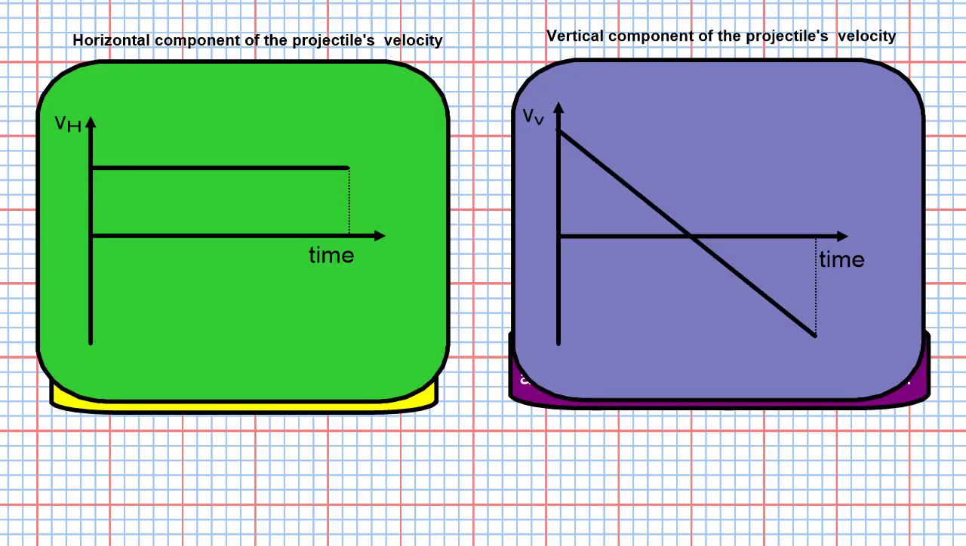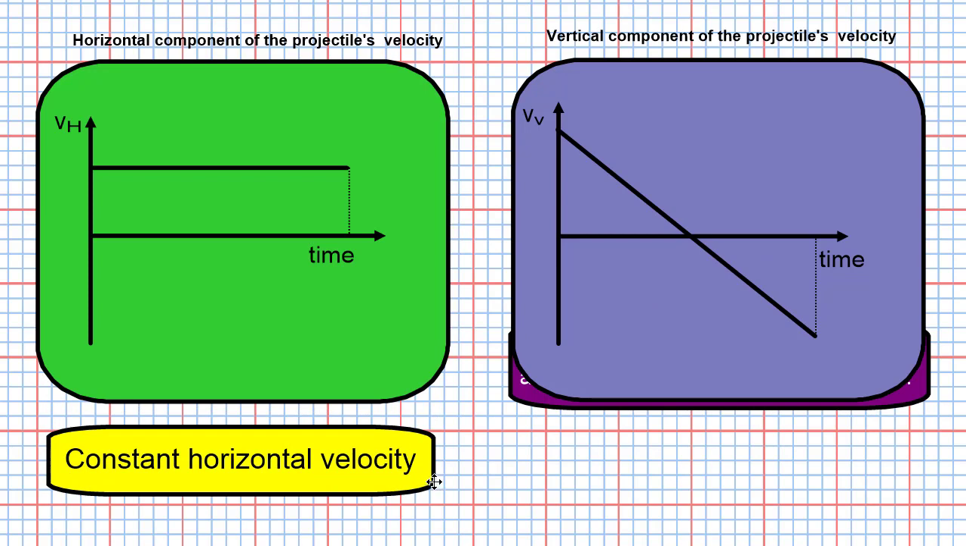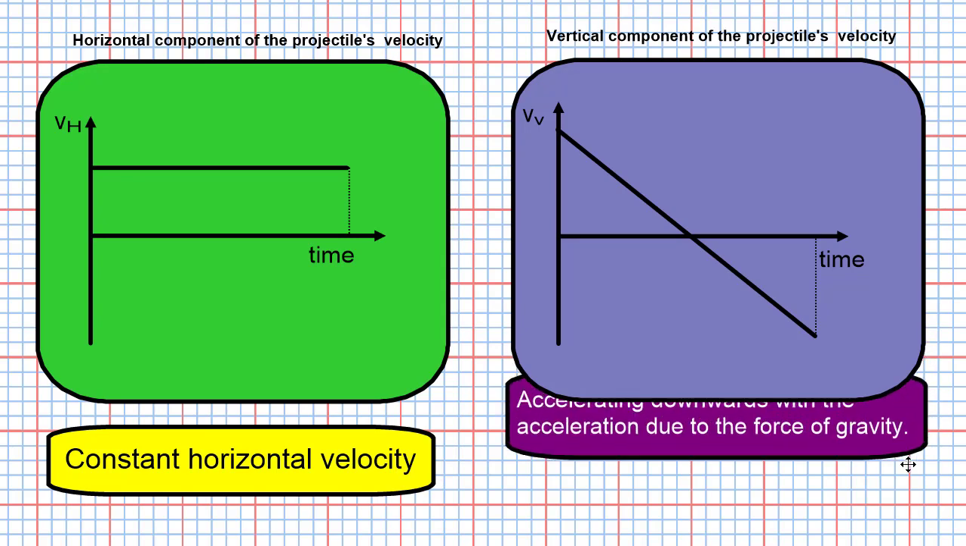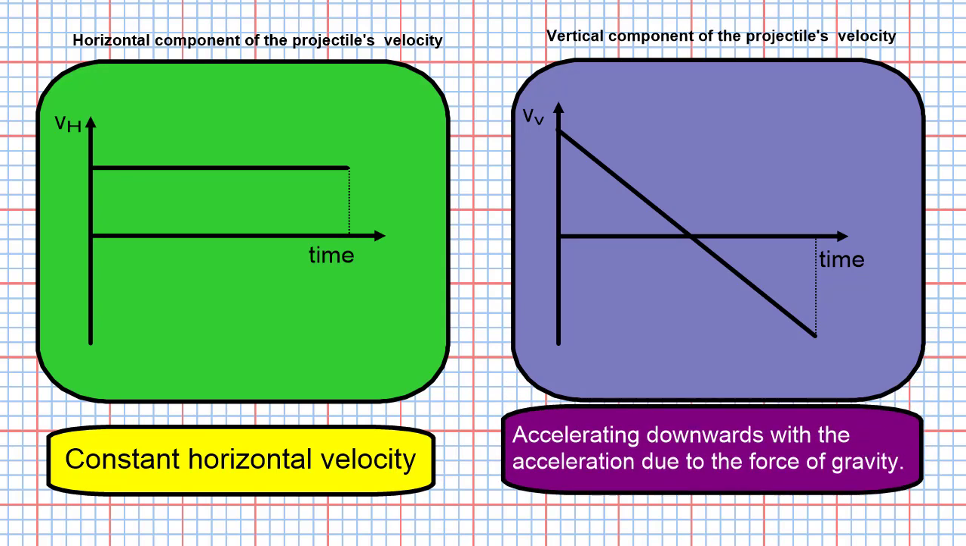So here are two graphs showing how the vertical component and the horizontal component of a projectile fired at an angle vary over the time of its flight. As you can see, the horizontal velocity doesn't change during the course of the flight. Remember, there is no air resistance. But the vertical component of the projectile's velocity does change. It's accelerating downwards with acceleration due to the force of gravity.